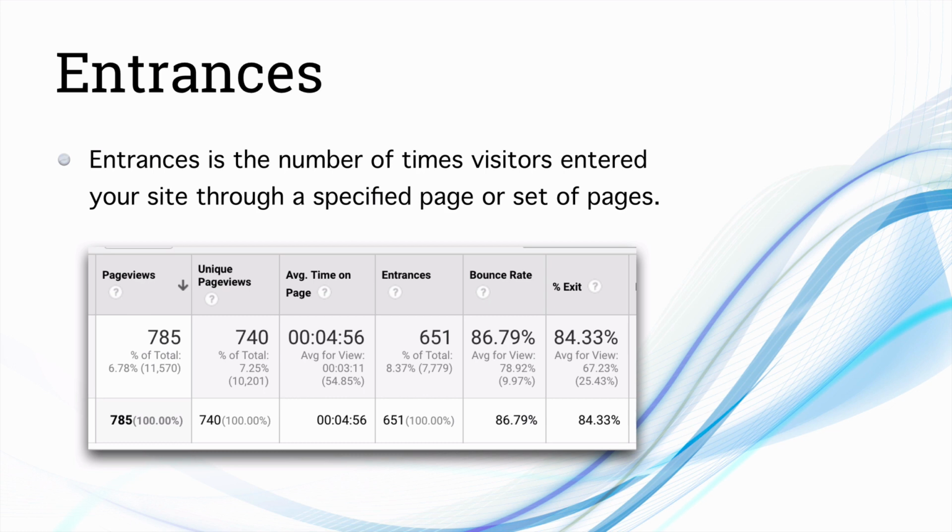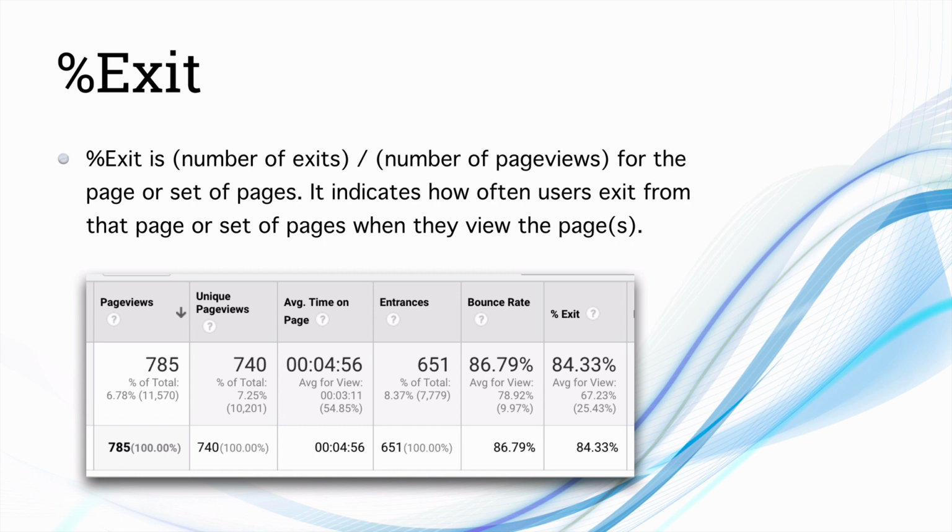So here you can see in the past 1 week there have been 651 new users directly coming to this web page. So this particular web page is ranking well on the search engine. People are coming to my site for the first time and they are entering through this page. And 84% of those people are also exiting from this page, which means that they are not visiting further pages on my site. We just had a look at entrances.